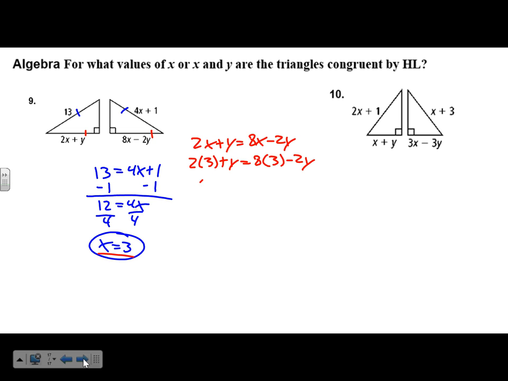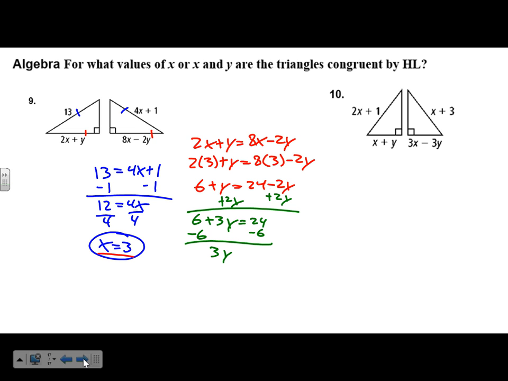So we have 6 plus y is equal to 24 minus 2y. Solve this just like normal. I'm going to add 2y. That's 6 plus 3y is equal to 24. Subtract 6, 18. I should probably double check that in a calculator. So we get y is equal to 6.